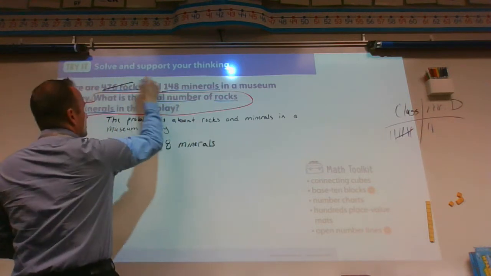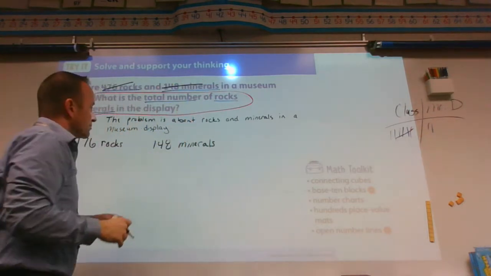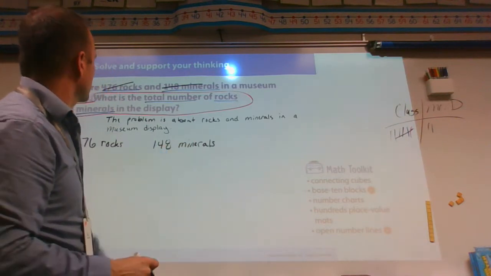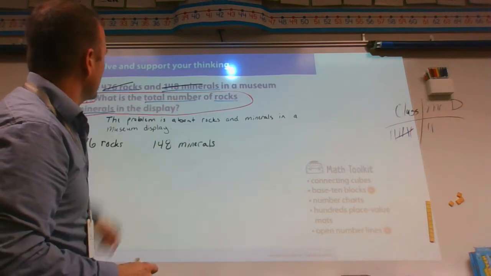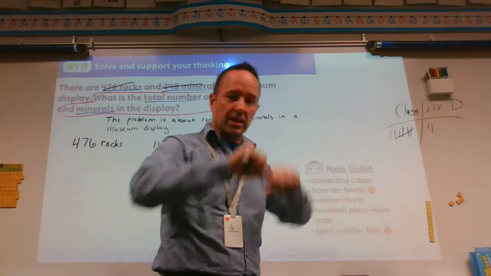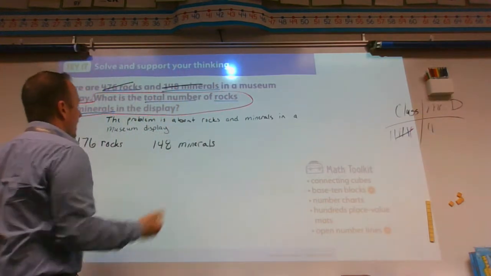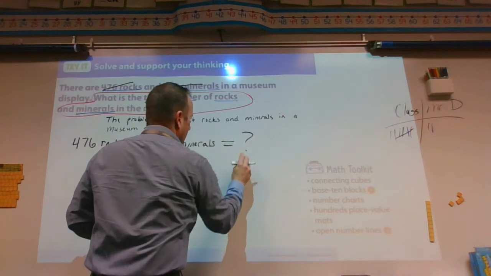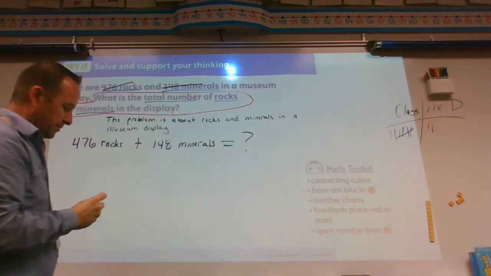I'm going to put a line through these two just because I just used them. Okay, so 476 rocks, 148 minerals. Now it says total number of rocks and minerals. Well, I know that total means we're going to put them together. We're composing. We're putting them together, right? I want to know how many we have all together. So I'm going to put plus and equals question mark. We don't know what our total is yet.